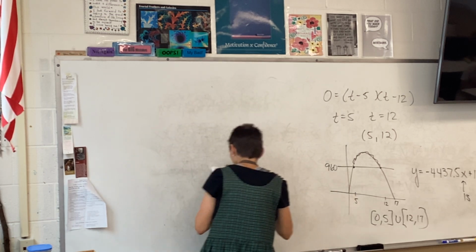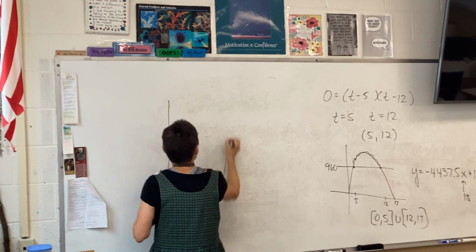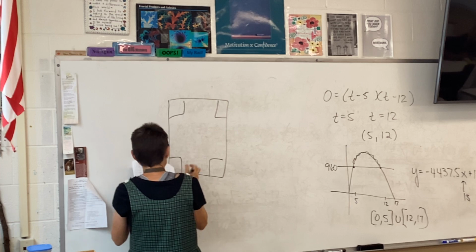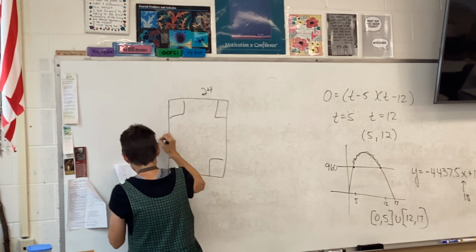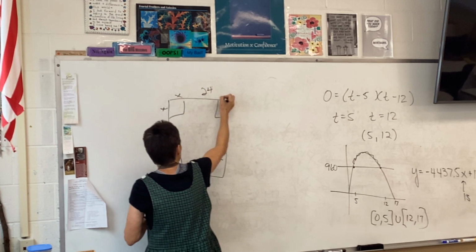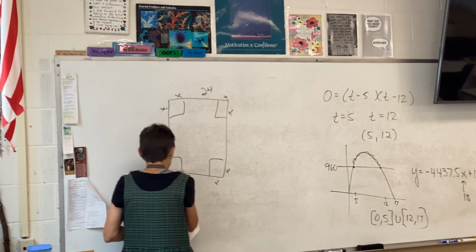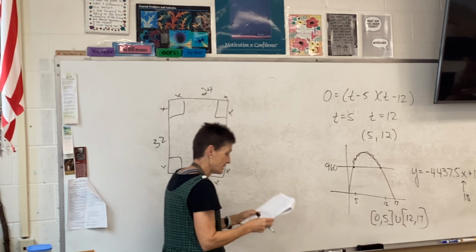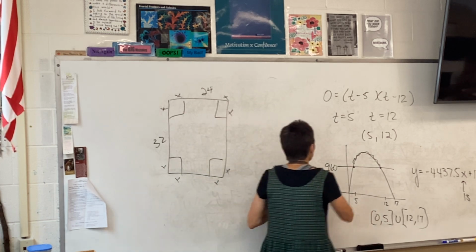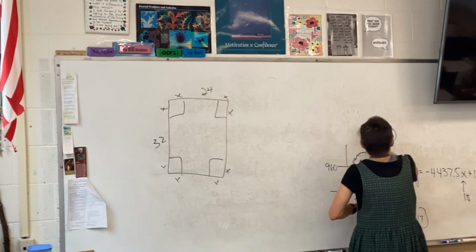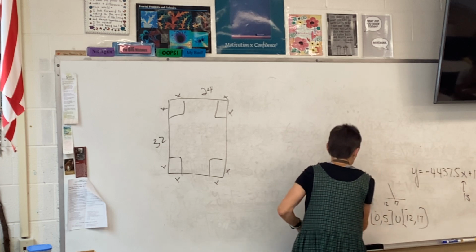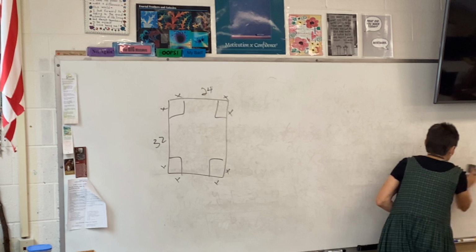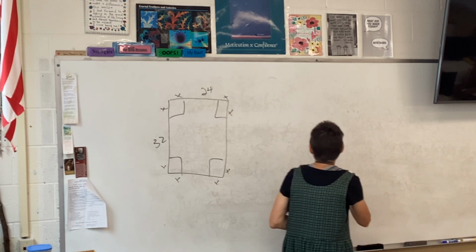So P7 says an open top box. My piece of paper is 24 by 32. I'm going to cut corners out. And I want the volume to be 1520. So how do I find the volume of a rectangular solid, a box? Length times width times height.